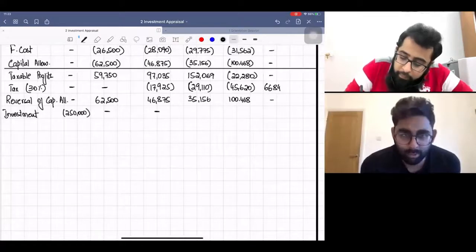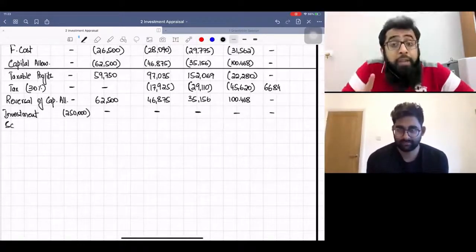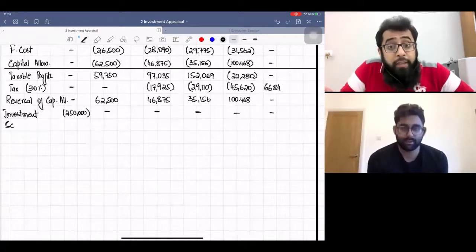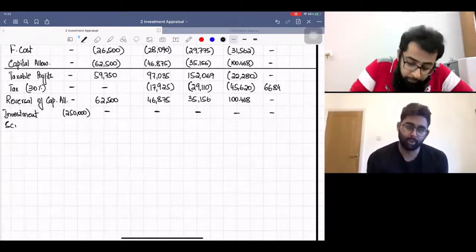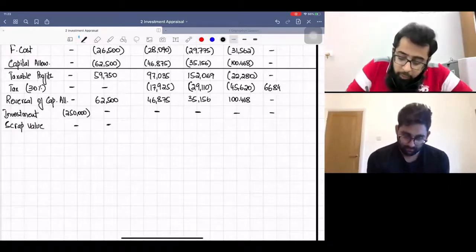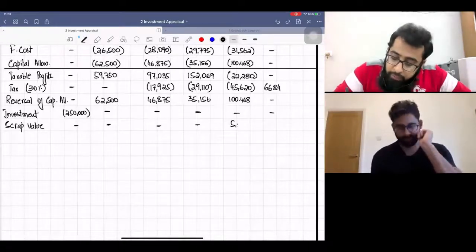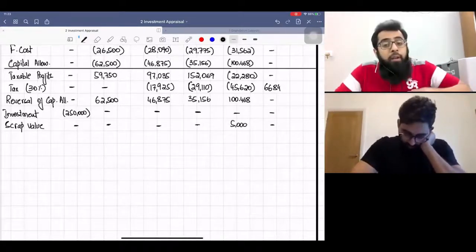So you only do the tax on the relevant cash flows? No, on operational cash flows. Investment is also a relevant cash flow, but you're not going to charge tax on that. On scrap value, there will obviously be no tax. Scrap value will be recovered at the end of the project, which was $5,000.